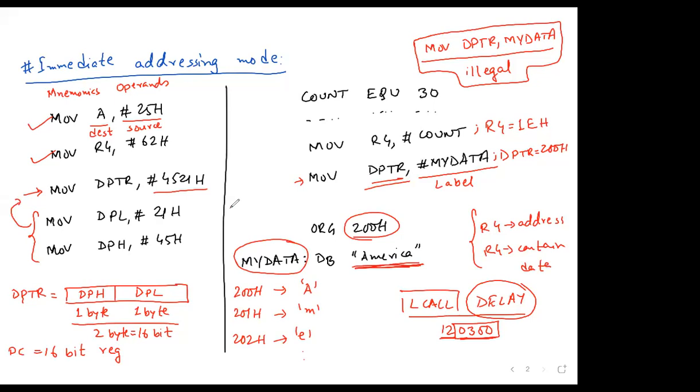Instead of this instruction, you could have simply written move dptr comma hashtag 200h. This would have given you the exact same result as this line. There is no difference. Have you understood up to this?